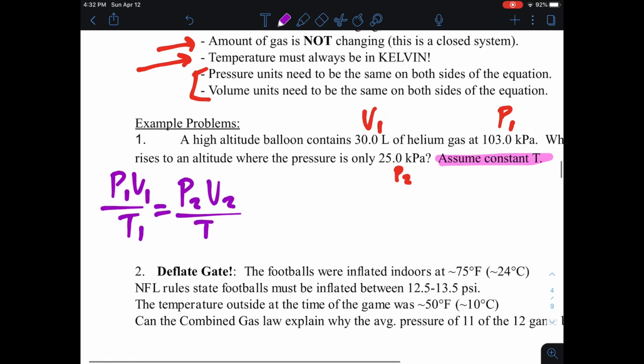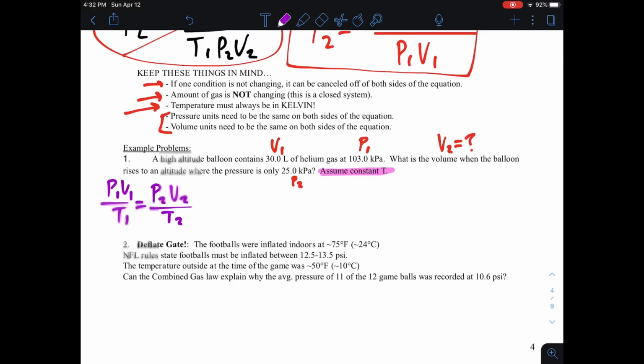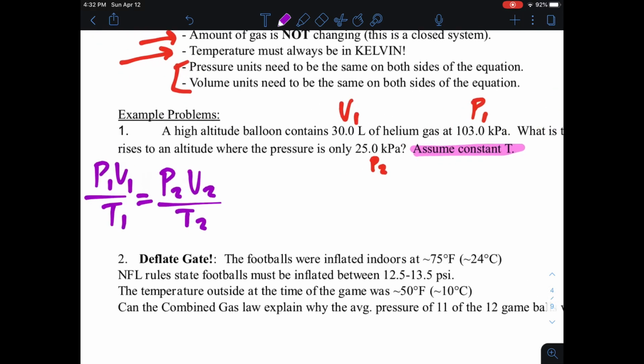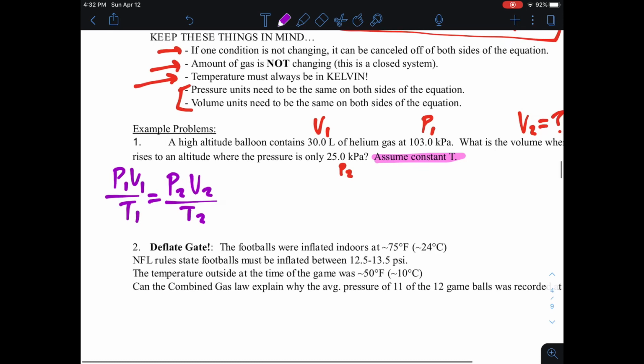I know that we're using the combined gas law because we have two pressures and we're solving for a second volume. Now, can we get rid of any one of these variables? Yes. If you were thinking we can get rid of temperature because it's constant, you are right. I'm just going to get rid of T1 and T2.